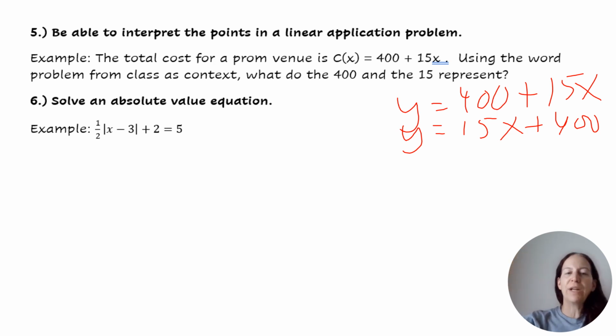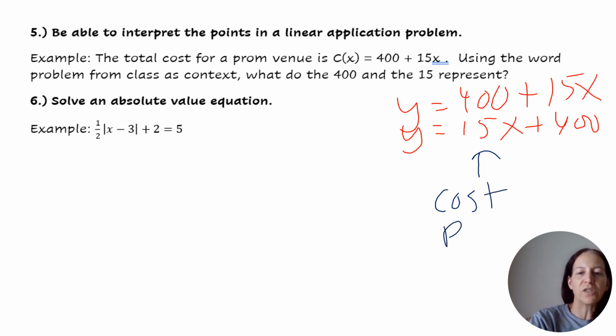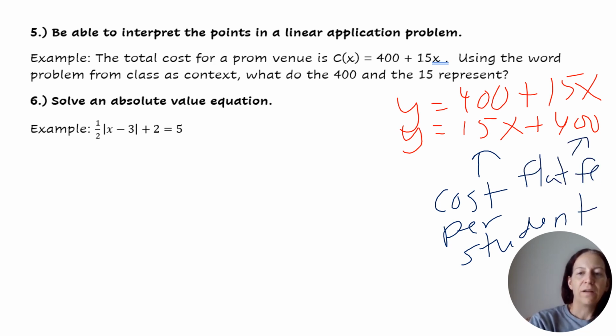That per student, anything that's per, like if it's per minute, per hour, per mile, or for every hour or for every month, or something that is expressed as a rate, something over something else, that's going to be your slope. And so in this particular problem, this number here would be the cost per student. And this here would be the flat fee.